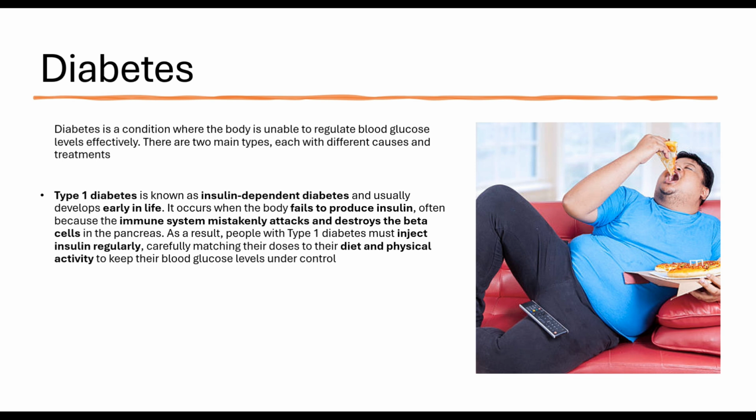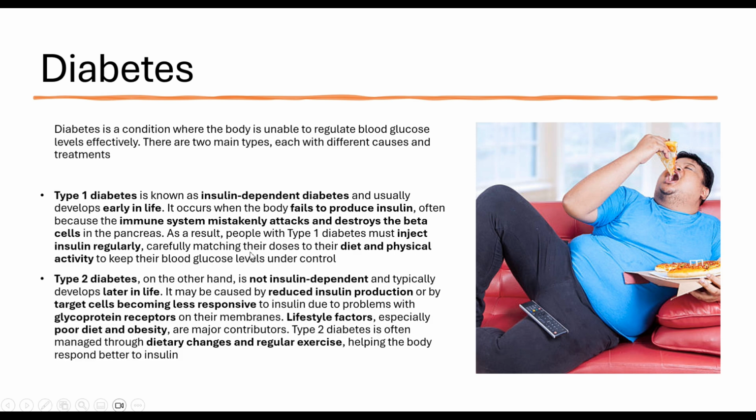So we talked about beta cells. They detect high blood glucose levels, and they release insulin. In certain cases, the immune system can attack them and destroy them, so they don't exist, and they can't make insulin. As a result, people with type 1 diabetes must inject insulin regularly, carefully matching their doses to their diet. If they're not doing much physical activity, or not really eating much, then you can't give them loads of insulin, because their blood glucose levels are already too low. So it's going to keep their blood glucose levels under control.